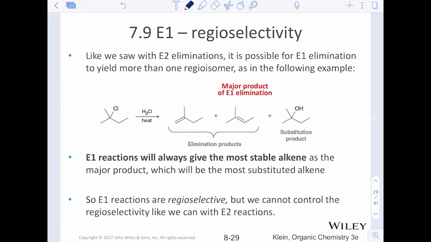Again, the regioselectivity here, just to sum up and to finalize, just like with E2 reactions, it is possible for E1 eliminations to result in more than one regioisomer, regioselectivity, Hofmann versus Zaitsev. E1 will always give the more substituted alkene, just always. We cannot control the regioselectivity like we did with big or small bases. E1, because of the carbocation, there's a limited amount of steric hindrance at any rate, so we will always get the more substituted product. No Zaitsev or Hofmann control.